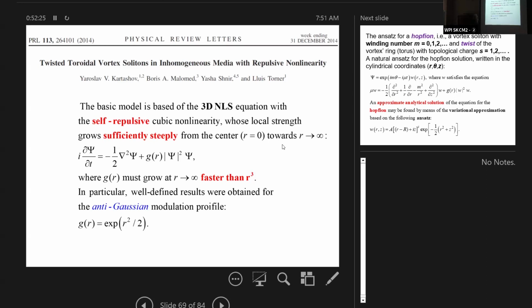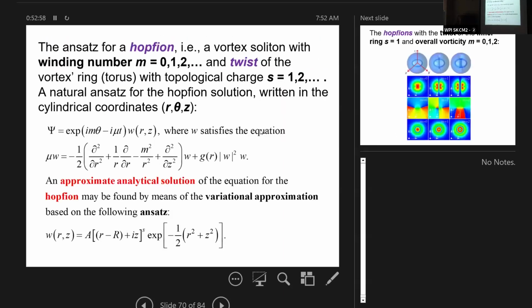Actually, now I will show some results which we obtained for a much steeper modulation profile, anti-Gaussian, so it grows very steeply. In principle, the results can be obtained if you take, for example, r to the power 4 or 5, but it's much easier to obtain well-defined numerical results for this very steep scenario of the modulation. And now let us look at what happens in this case.